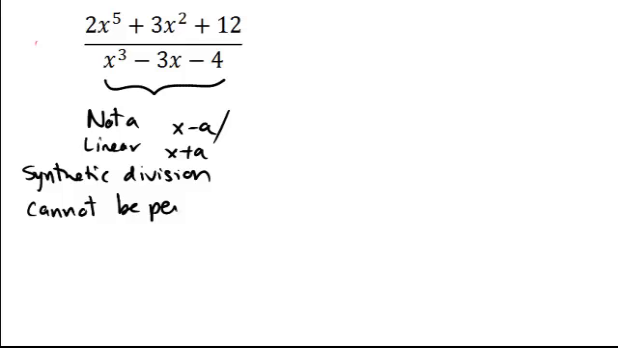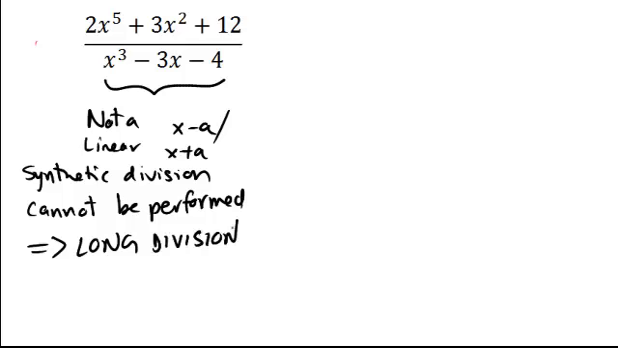So the only way to do this is long division. There is no other way. Synthetic is just a nice short way in case your denominator happens to be a linear term. So for this one, the only way to do it is you write your dividend like this, and I also still just do any missing term.